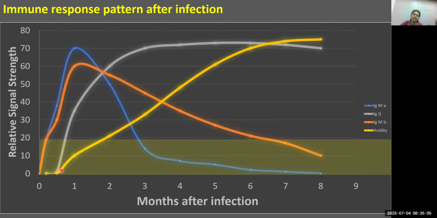And the IgG avidity keeps on increasing. Initially it will be low avidity, because after an infection there is usually polyclonal B cell stimulation. Once the B cell becomes more mature and starts producing more specific antibody, the avidity keeps increasing, and the IgG high avidity persists. After 6 months, it becomes high avidity.